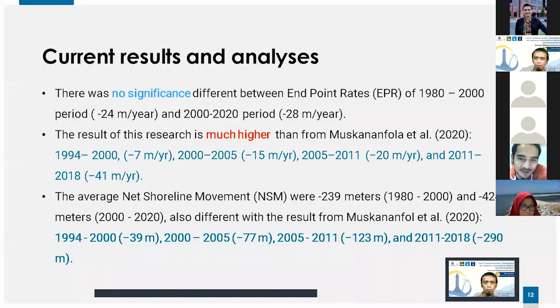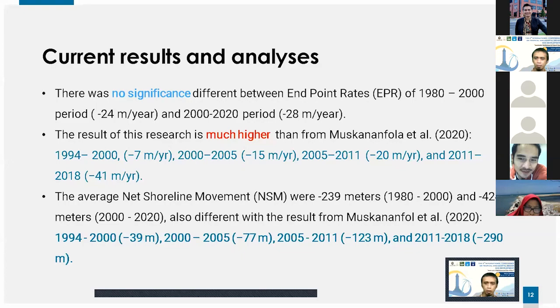Our result explains that there was no significant difference between endpoint rates in 1980 and until 2000. So this is the period before the port development, and the net shoreline movement in the period before port development was minus 239. This is very much different from the net shoreline movement after the port development.